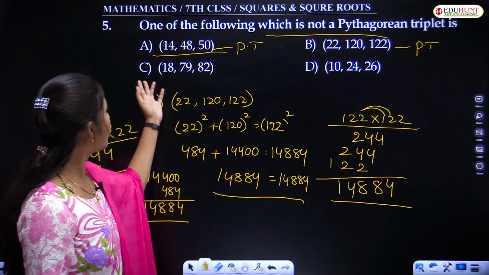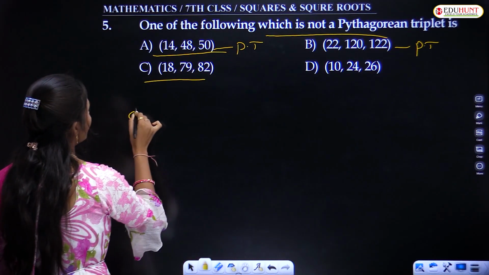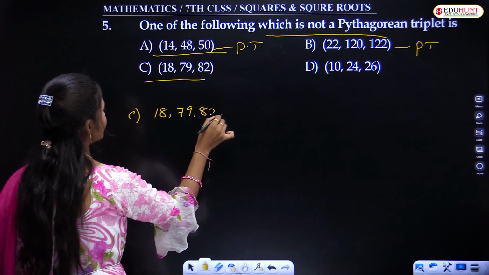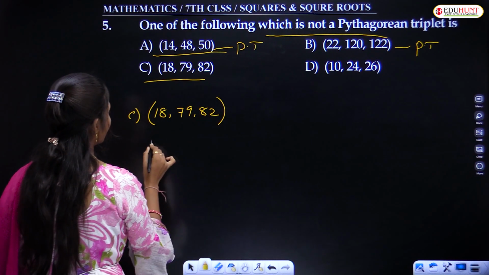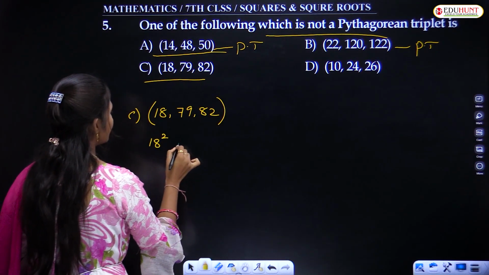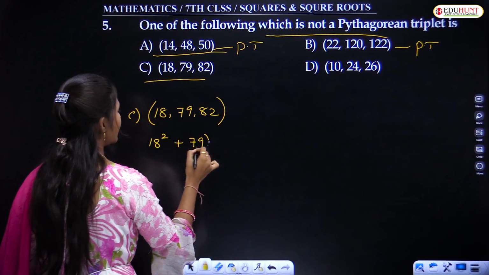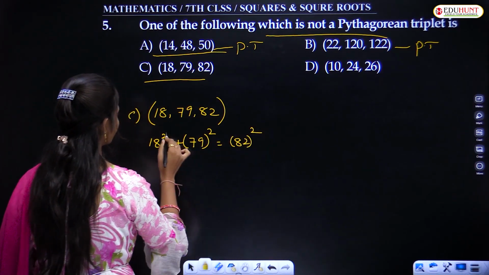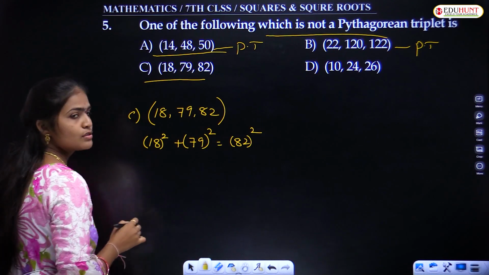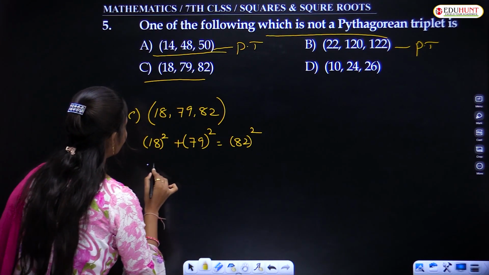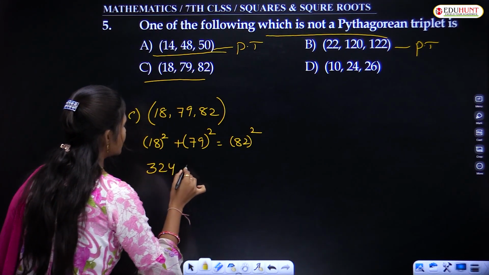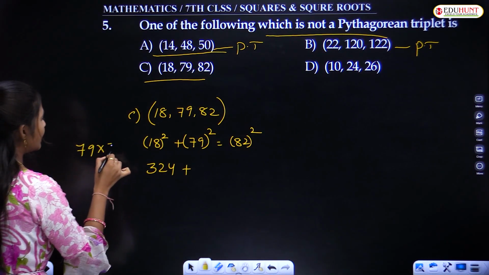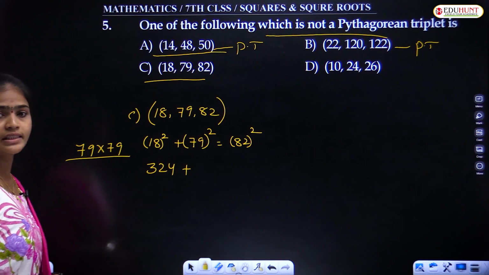Okay. Now check option C. Option C, what is that? 18, 79, 82. So check this one. 18 square plus 79 square is equal to 82 square or not? Okay, we just have to check that. So 18 square is nothing but 324, we know that. Plus 79 square. So 79 into 79. So how much will you get here?